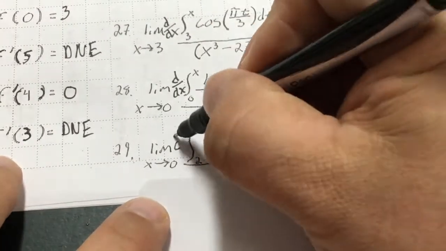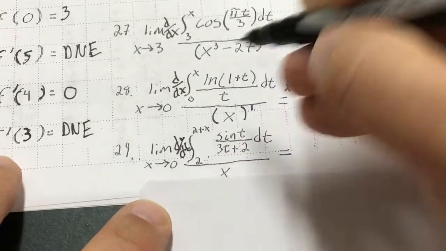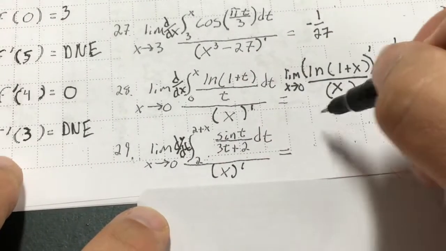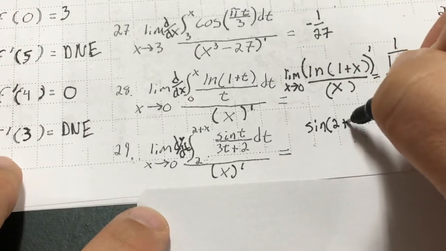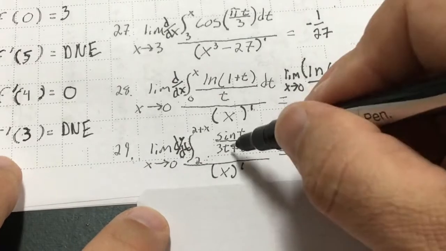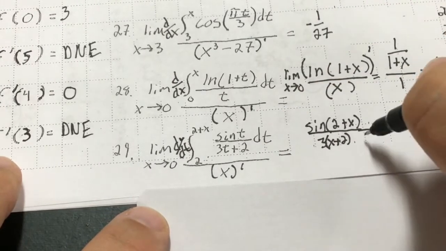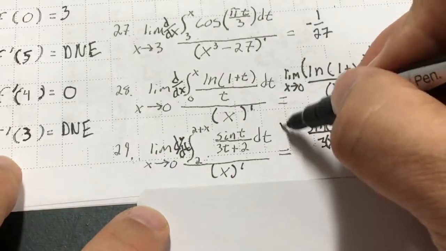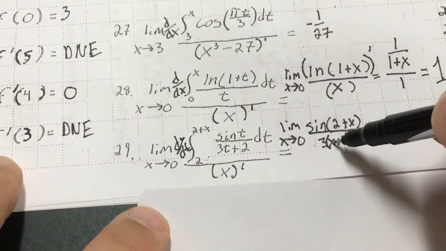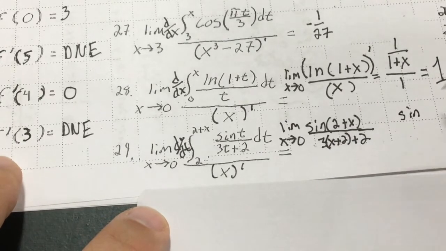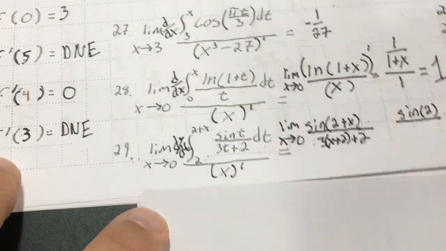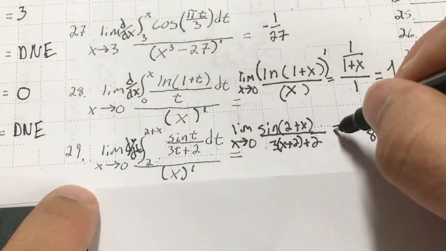Now, I take the derivative of the top and the derivative of the bottom. The derivative of the bottom is 1. When I take the derivative of the top, I have to plug in 2 plus x. So this is going to give me the sine of 2 plus x over 3 times 2 plus x, which is the same as 3x plus 6, plus 2, all over 1. Don't forget this limit, as x approaches 0, follows it. Now, when I let x go to 0, this is going to give me sine of 2 all over 3 times 2, which is 6, plus 2, which is 8. And I think that's my answer.